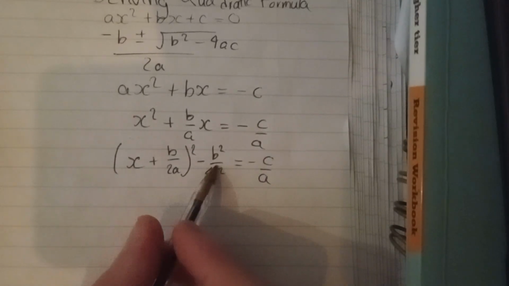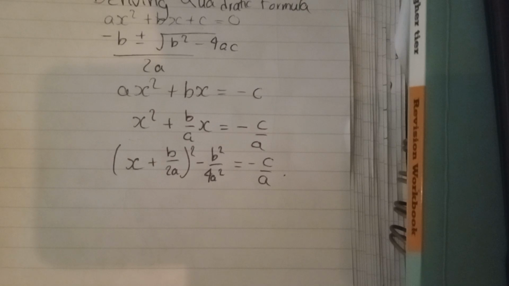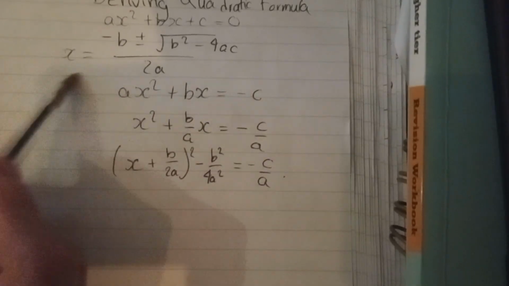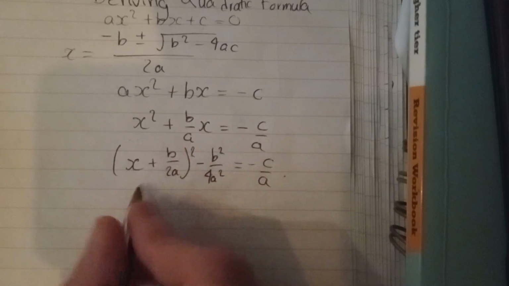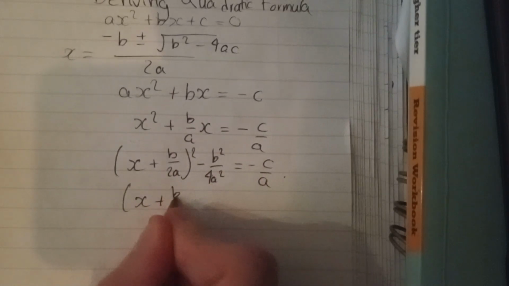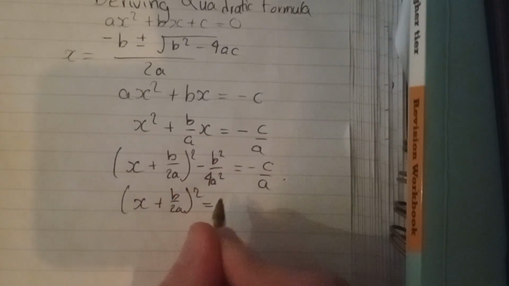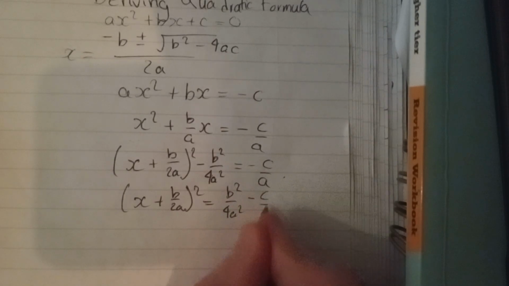Now we can move the minus b squared over 4a squared onto the other side, because we're trying to isolate x. That's basically the goal, right? Because the solution to a quadratic is x equals something. We're trying to find where x is. So if we're trying to isolate x, we should move the b squared over 4a squared to the other side to get b squared over 4a squared minus c over a.